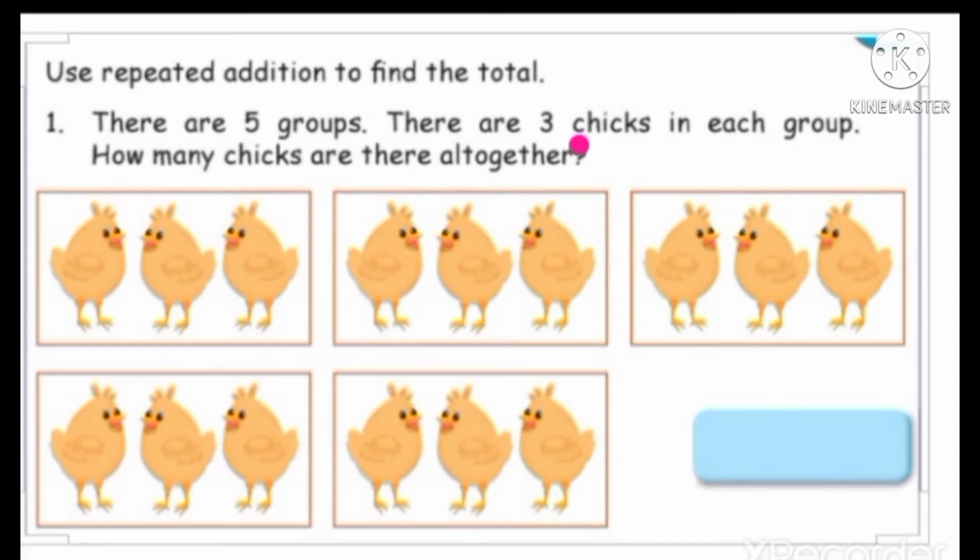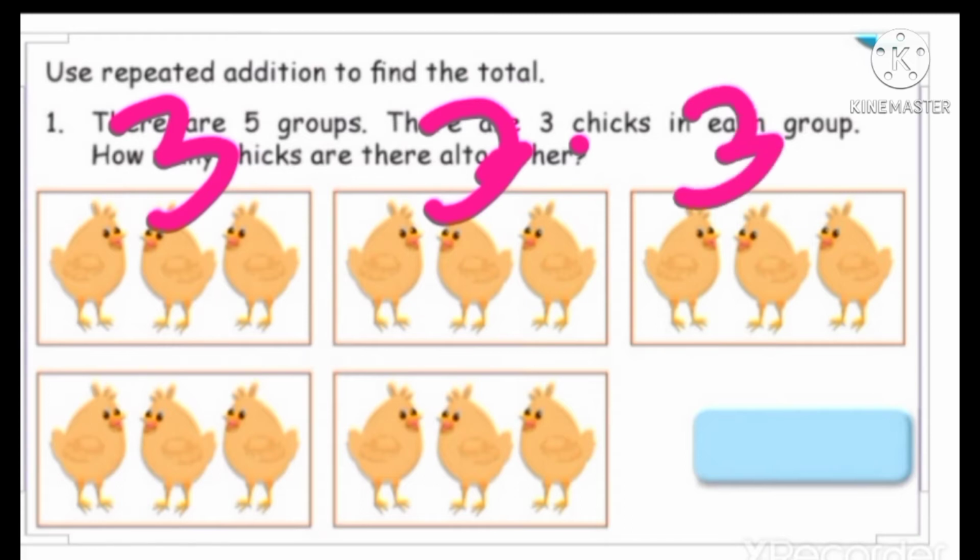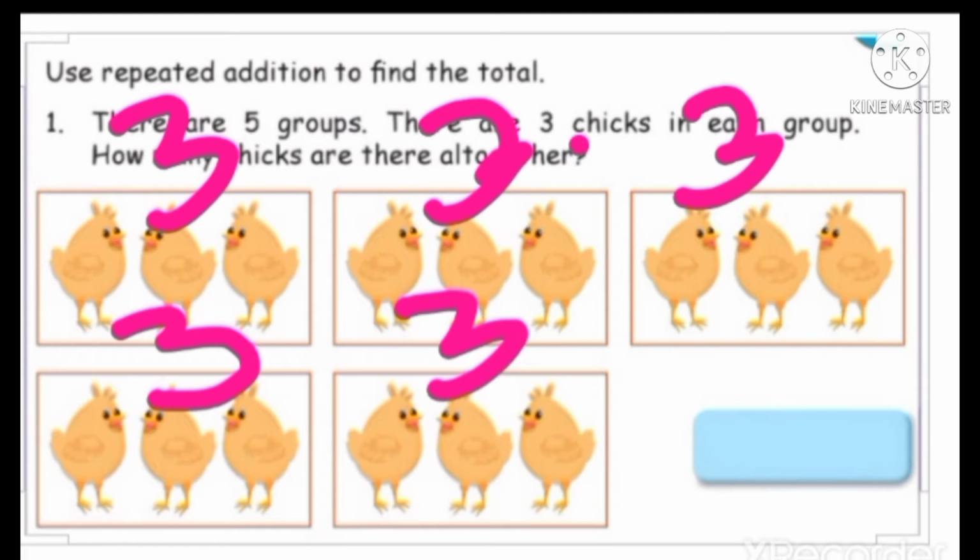Now we are going to find the total number of chicks. See here children, here 3 chicks. Here 3. Here 3. Here 3. Here 3. So each group has 3 chicks. So total number of chicks?